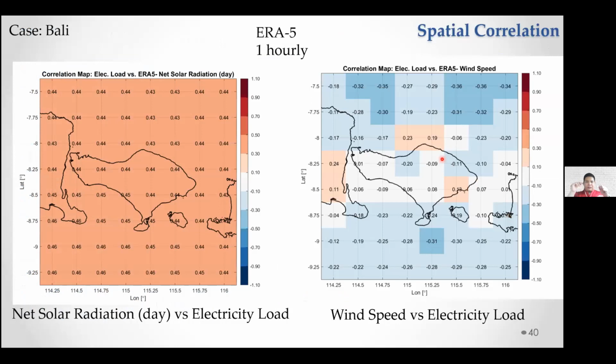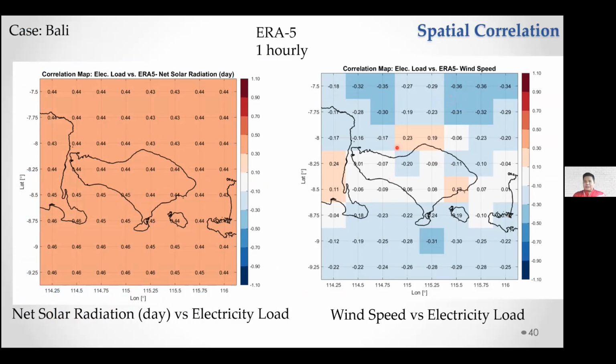So not only per point, we also explore how the correlation is related spatially. We call it spatial correlations. Because solar radiation is also uniform, we got uniform values between 0.44 and 0.545.